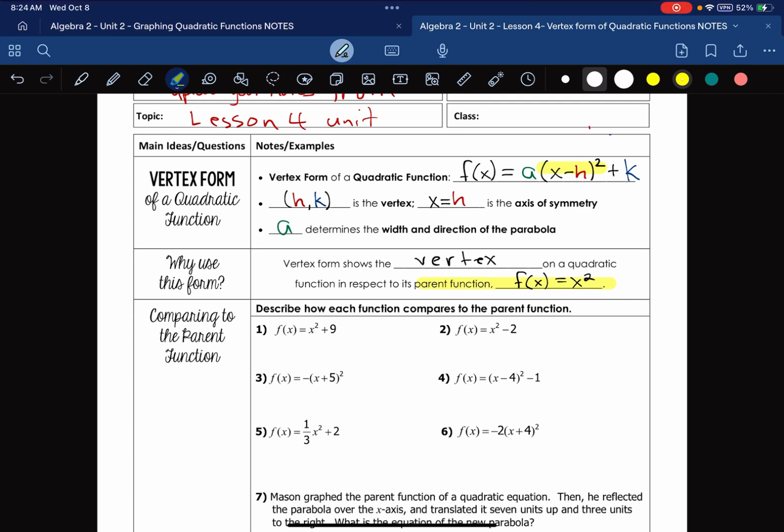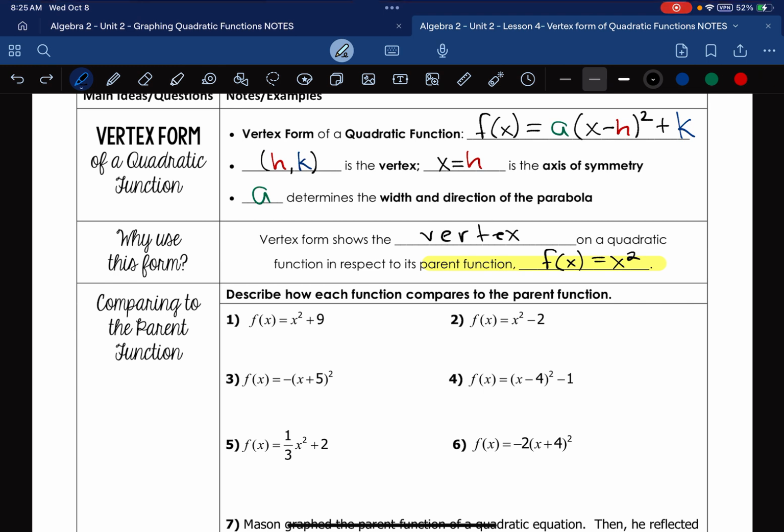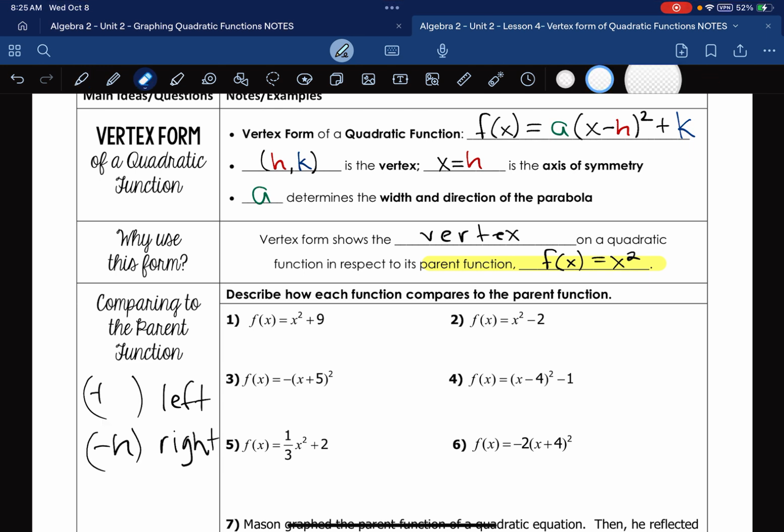I'm going to highlight it up here. This is what I'm referencing. So when it's inside, that's h. H determines left or right. Actually, let's be more specific. A positive h means we're going left, and a negative h means we're going right. Now we have to be very careful with that, so we're going to talk about that in a minute. What if we made those h's red, since we're color coding? Positive h and a negative h.